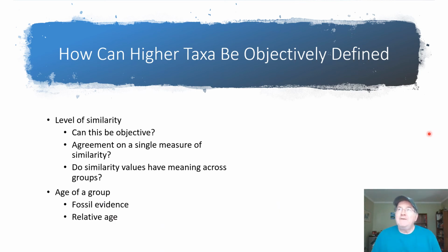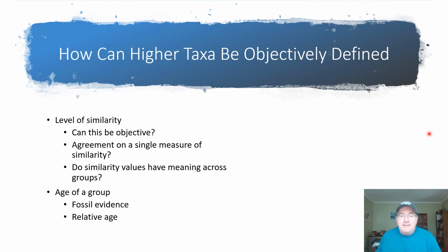So if we can't agree on a measure of similarity that we're going to hang our hat on when we make our classification, are there other options? Well, yes, the one other option that has been proposed, and by no less a luminary than Willi Hennig himself, was that we could decide where to draw the line on which species go together in a genus and which genera go together in a family based upon the age of the organisms, how old these groups are. When did they first arise in the fossil record, in the history of the planet?